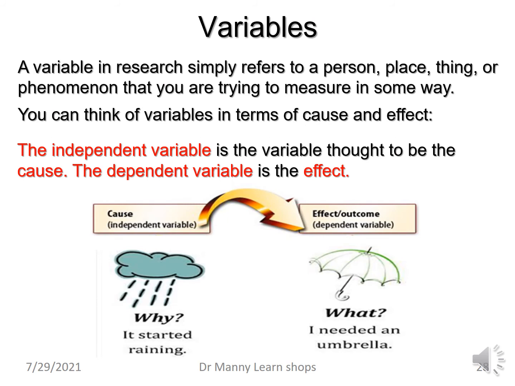Now let's look at variables. Simply, a variable refers to a person, place, thing, or phenomenon that you're trying to measure in some way. You can think of variables in terms of cause and effect. The independent variable is a variable thought to be the cause, and the dependent variable is the effect. Cause, why it started raining. Effect, what I needed to do was get an umbrella. The cause is the independent variable. The effect is the dependent variable.